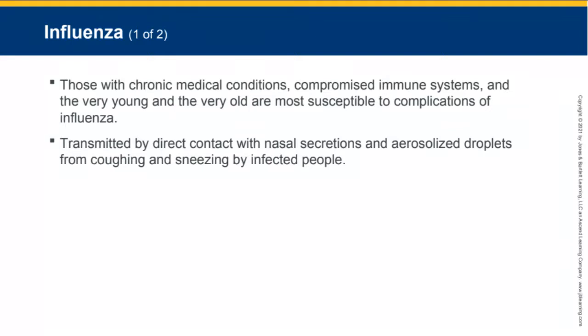All right, so we're going to talk about influenza. Persons that have chronic medical conditions, a compromised immune system, the very young and the very old are susceptible to complications of influenza. It's transmitted by direct contact with nasal secretions and aerosolized droplets from coughing and sneezing by infected persons.